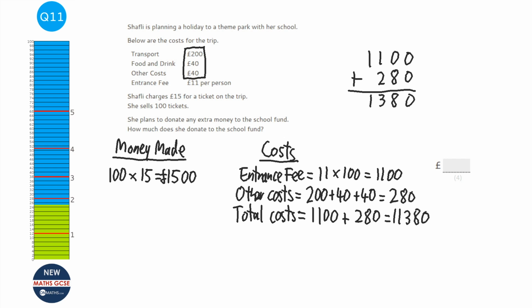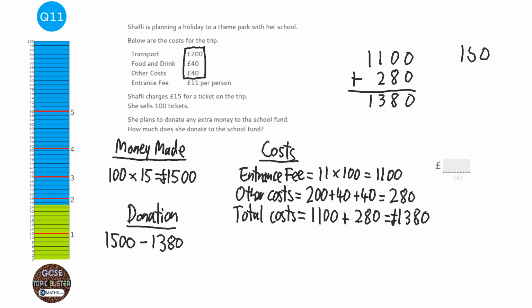So the total costs are 1,380, and she's made £1,500. So she's donating all the extra money to the school fund. So to work out how much she's donating, and be really explicit with what you're working out. So the donation is the money coming in, take away money going out. And again, you can use any method you feel happy with, and obviously if this is on the calculator you just type it into the calculator.